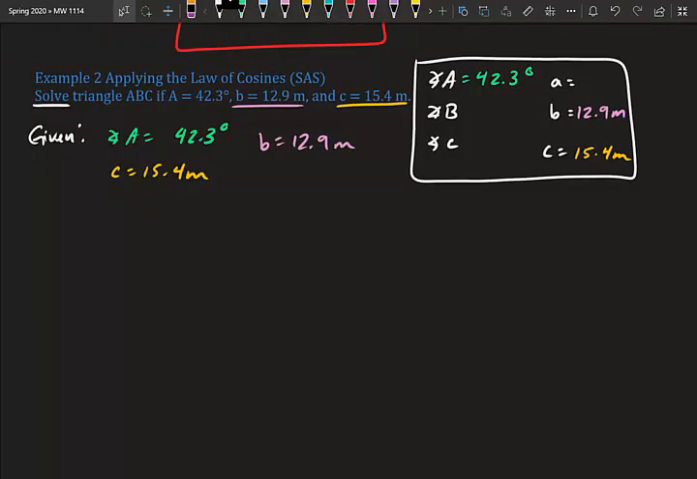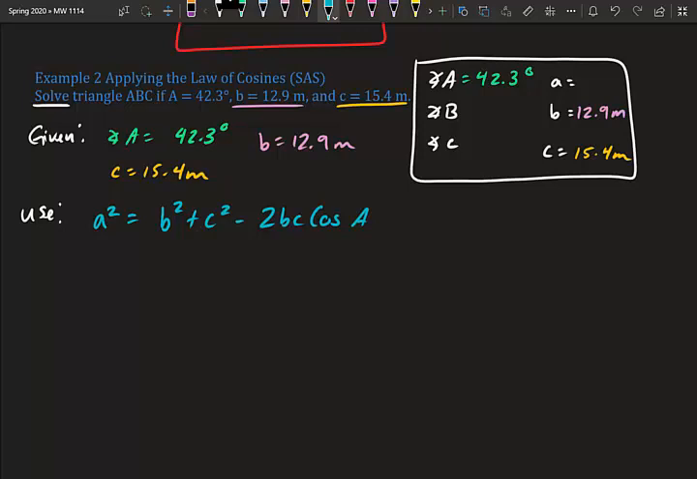So since all the letters are different, we're going to use our law of cosines. So what do we find first? You find the one with the matching angle. So you see how we're given angle A? That means we're going to be using A squared equals B squared plus C squared minus 2BC cosine A. The reason why we use that is because we're given angle A. Whatever angle you're given, find that side first.